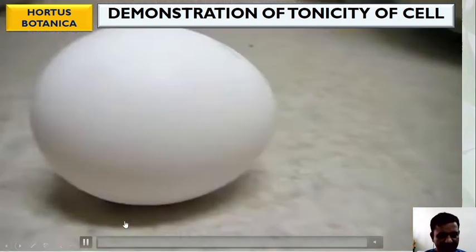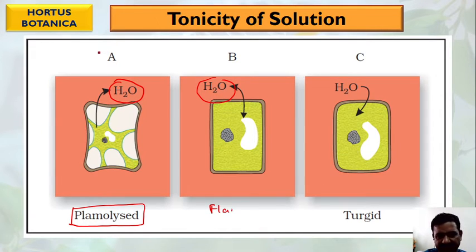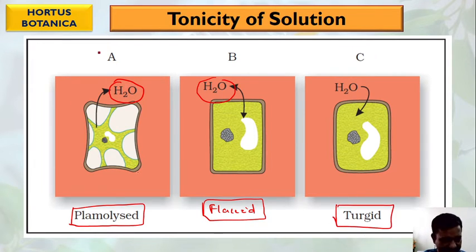Now let's see, my child. This is the NCERT diagram, same tonicity of solution. In the first case, water is moving outside, and this is the demonstration of plasmolysis. The cell is called a plasmolyzed cell. See here what is going inside and outside, and this is the flaccid condition, the flaccid cell, no? And here this is a turgid cell, when water is going inside and it swells up, right?